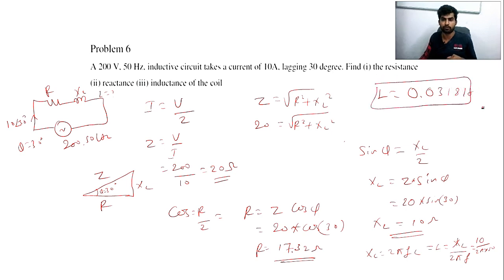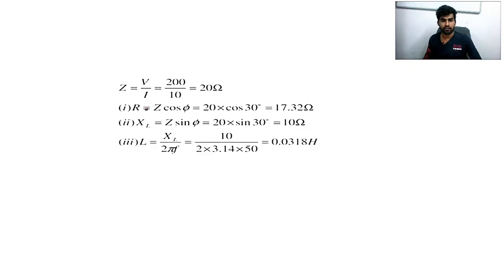This is a problem, right? So, likewise, we have to solve the problem. Once again, we will cross check the answer. Z is 20 ohm, and then R is equal to Z cos phi, so 17.32. XL is equal to Z sin phi, that is 10 ohm, and L is equal to 0.0318 Henry.